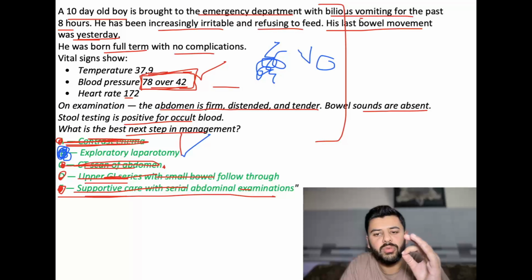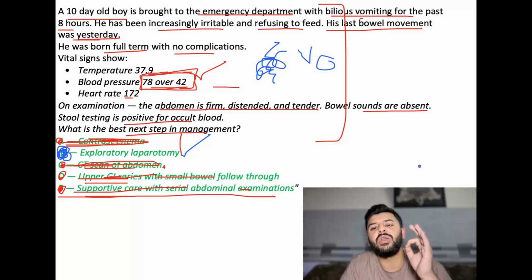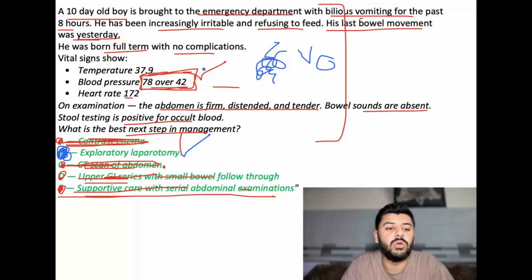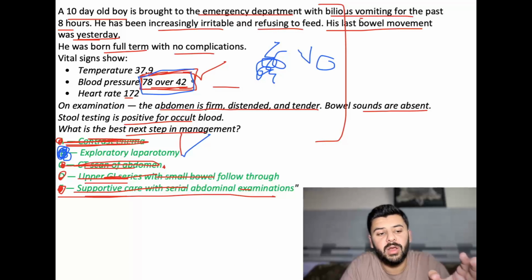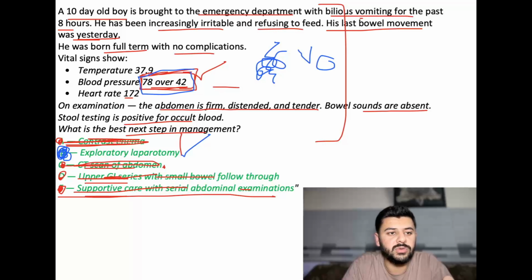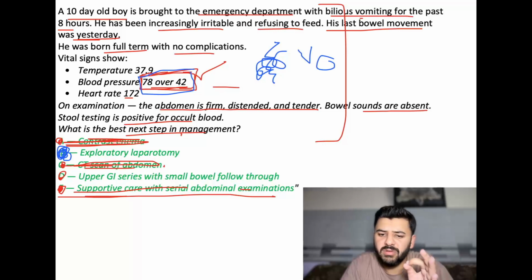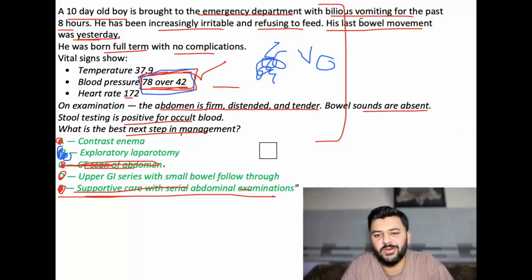Write this rule down. Bilious vomiting in a neonate is malrotation until proven otherwise. You look at the vitals. If the vitals are stable, upper GI series is your correct answer. If the patient is unstable, no matter what, open the patient right now. And this is what actually differentiates you from the rest of the doctors. This option is what 45% of the doctors missed.